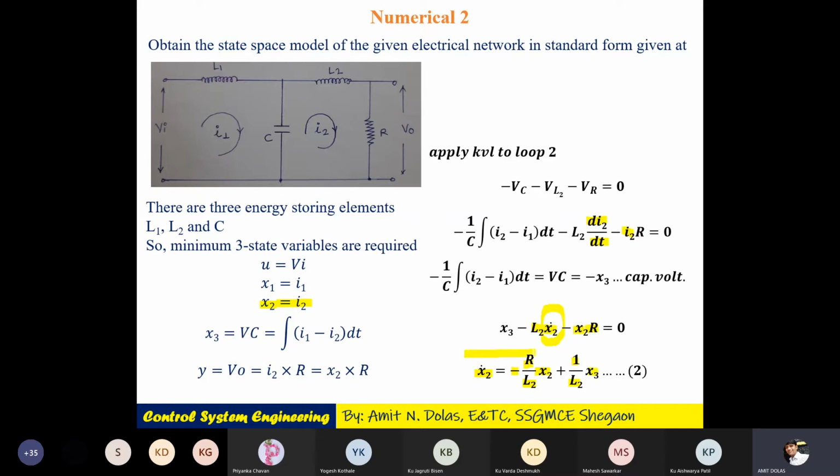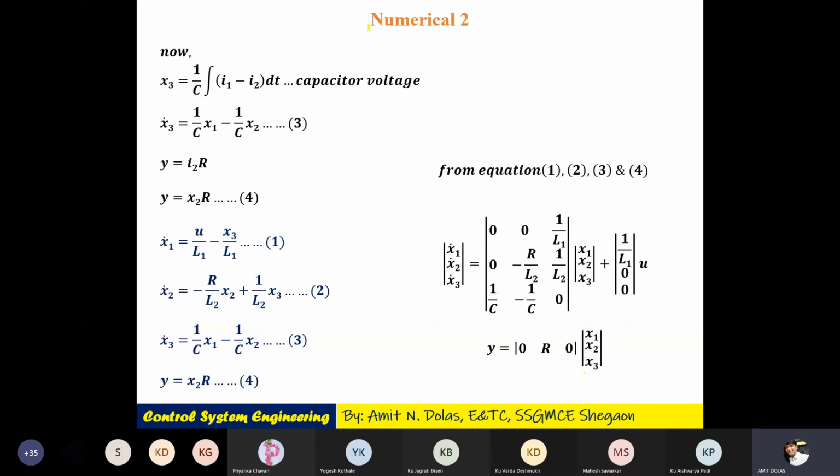So x2 dot on the left hand side equals minus R by L2 into x2 plus 1 by L2 into x3. Please remember, whenever you get these equations, x1 dot, x2 dot, x3 dot, whatever, keep them in order: x1 first, x2 later, then x3, x4, likewise. Here the x1 term is not there, so do not worry about that, but the x2 and x3 terms are there. Again, the third one, x3 dot, is still left to find.